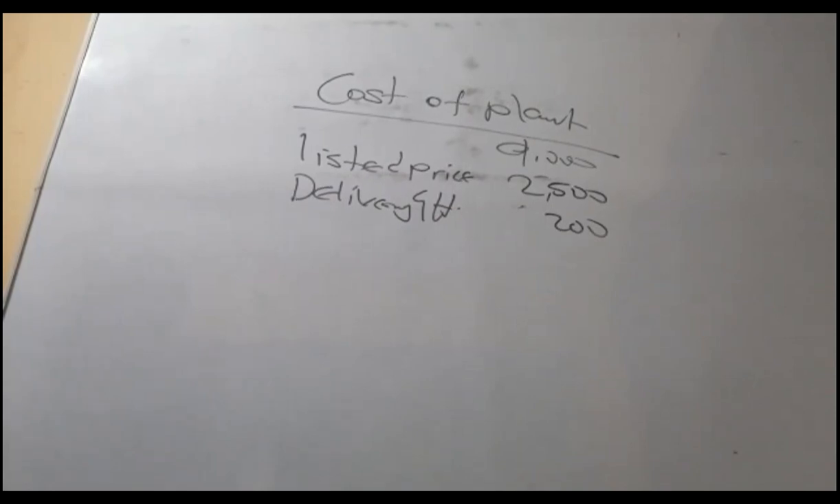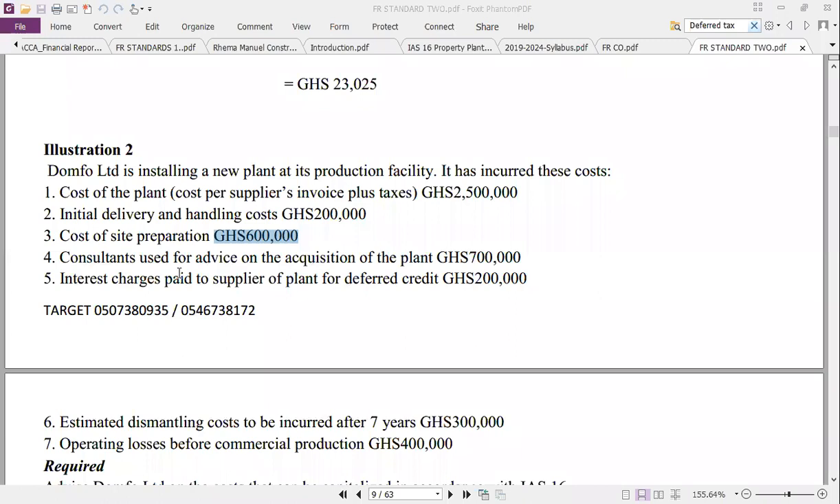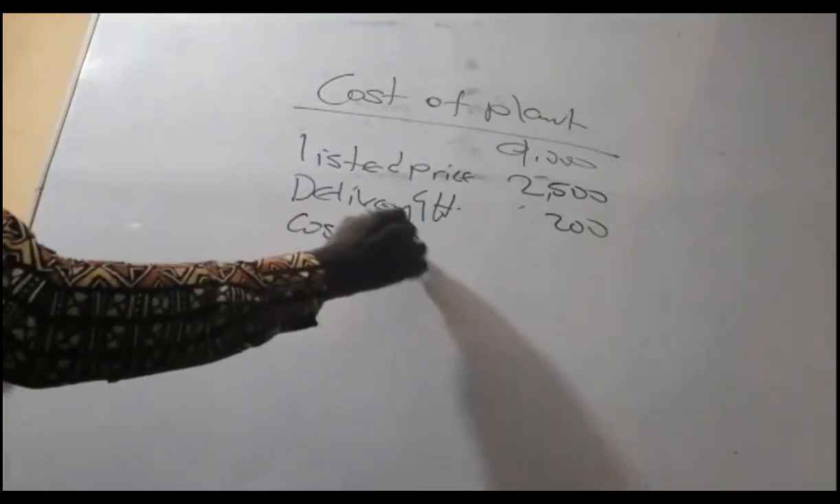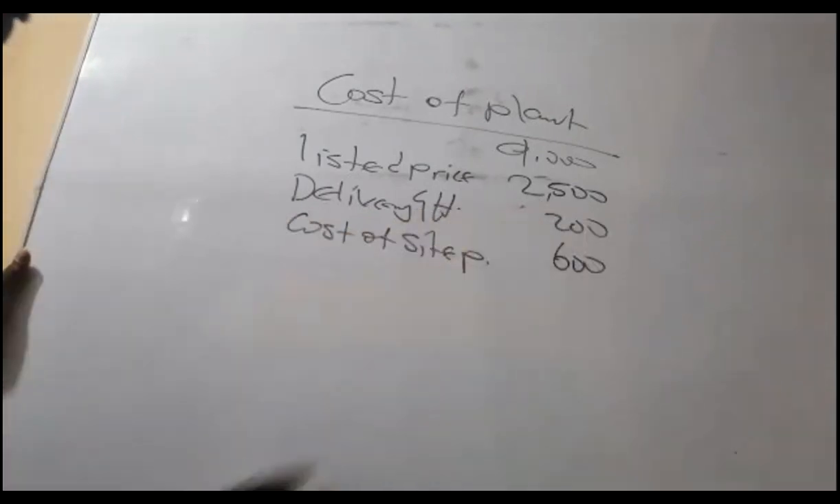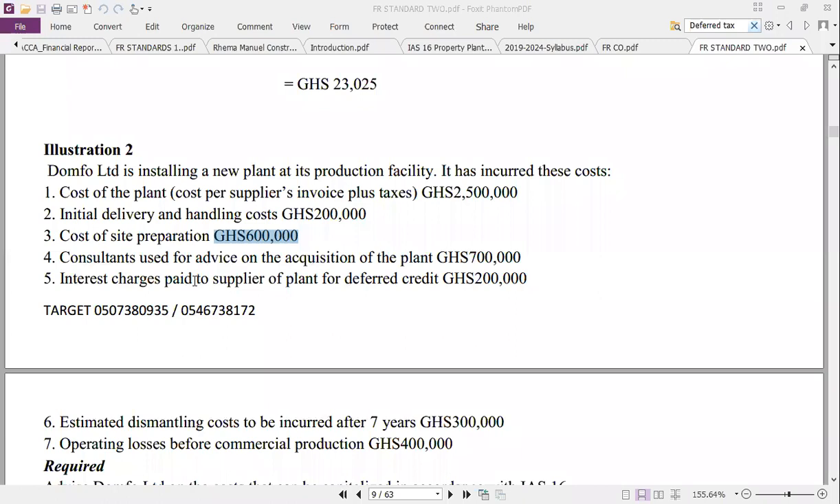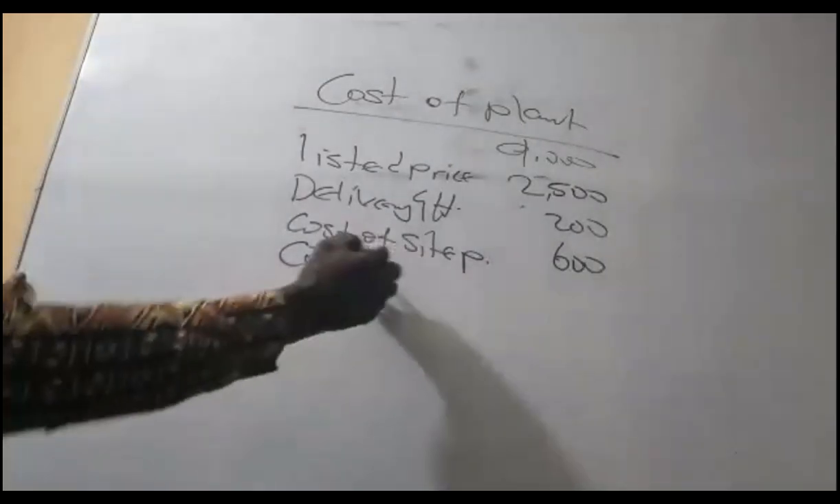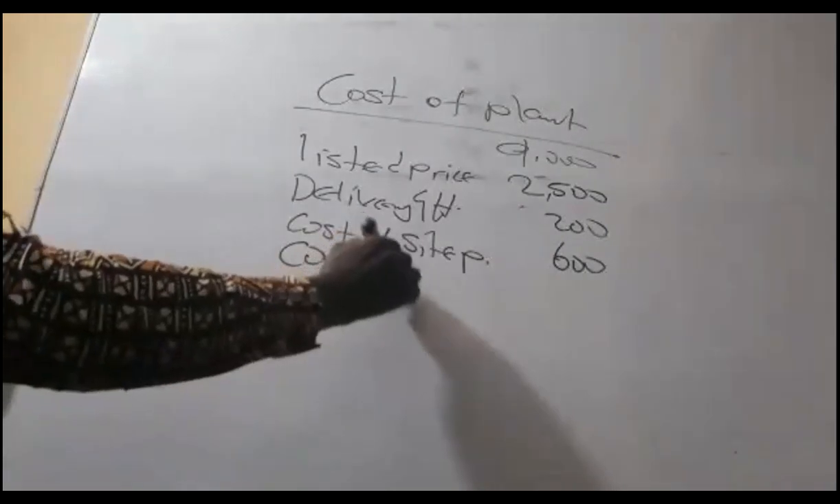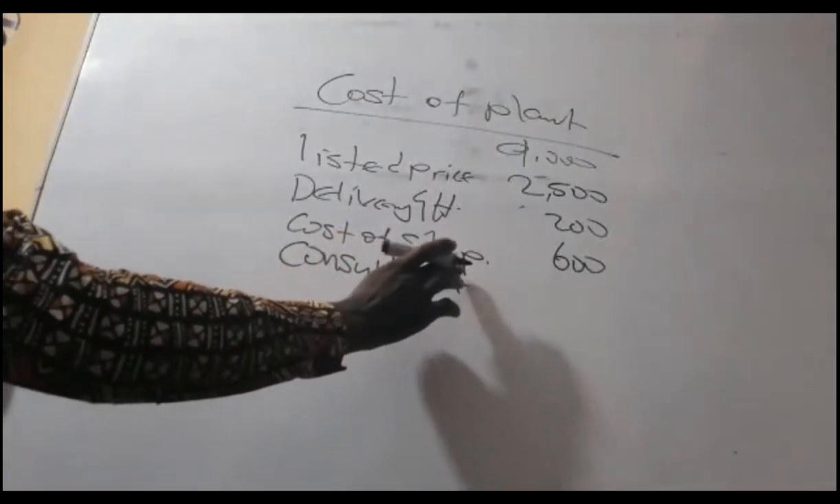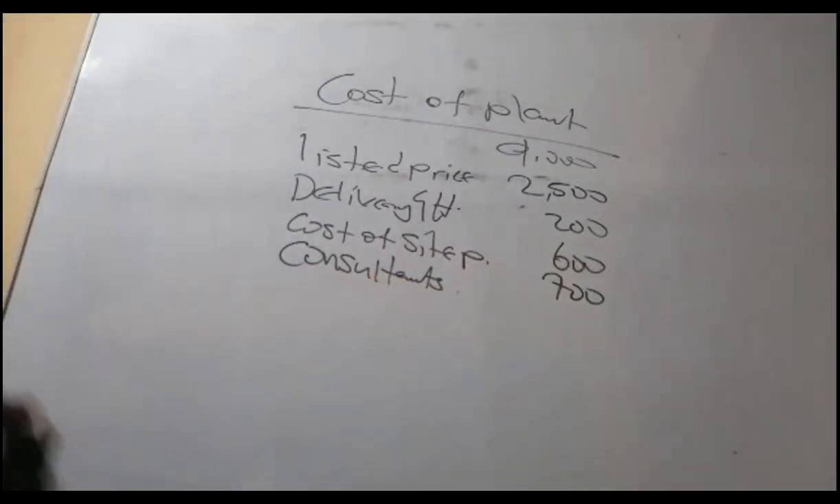Then the next one is cost of site preparation, 600,000. Will it be part? Site preparation, that's a directly attributable cost. So cost of site preparation, 600,000. Good. Then the next one is the consultant used for advice on the acquisition of the plant. Will it be part? Consultant, that's professional fees. So it must be part. So consultant fee, that's 700. Now let's move on to the next one.